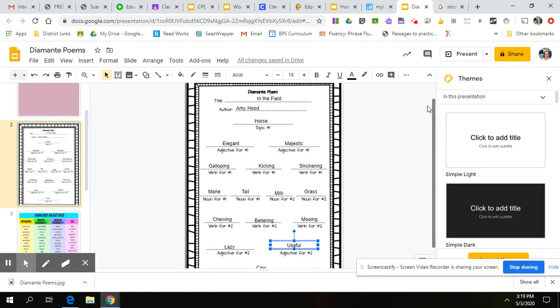So now, for the very end of your writing lesson today, I need you to think, what are your topics going to be? My topics were a horse and a cow. What are 2 people, 2 places, or 2 things that you want to write your Diamante poem about?